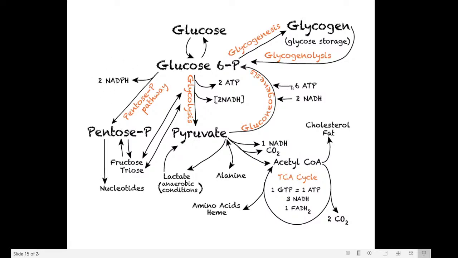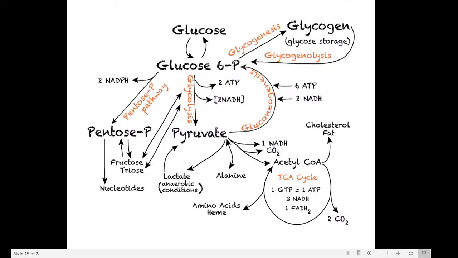Here NADPH, here NADH. There is no phosphate in the addition, but the release has the ATP, the P molecule, phosphate group. In the pentose pathway, we can obtain 2 NADPH. In the glycolysis pathway, we can obtain 2 ATP and 2 NADH. After the pyruvate pathway, we can produce lactate, alanine and acetyl-CoA. These are all the outputs.